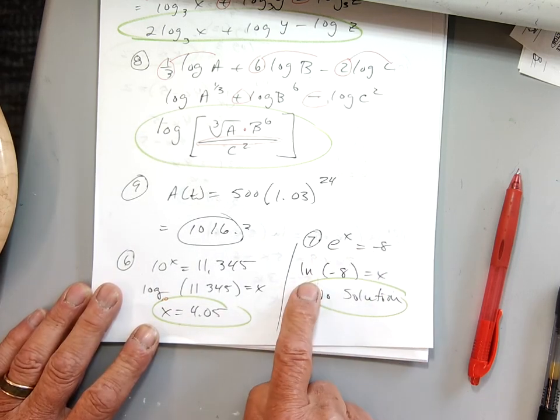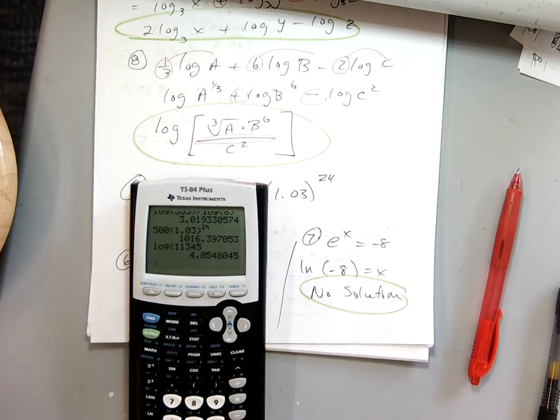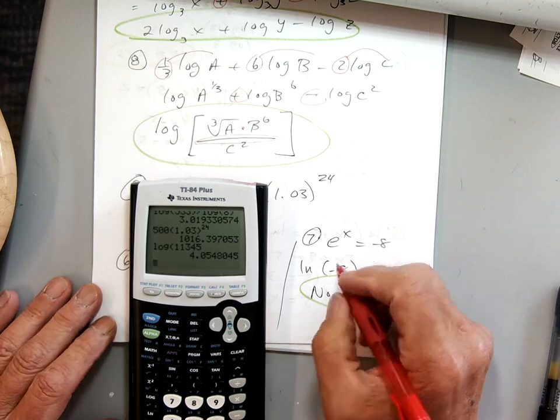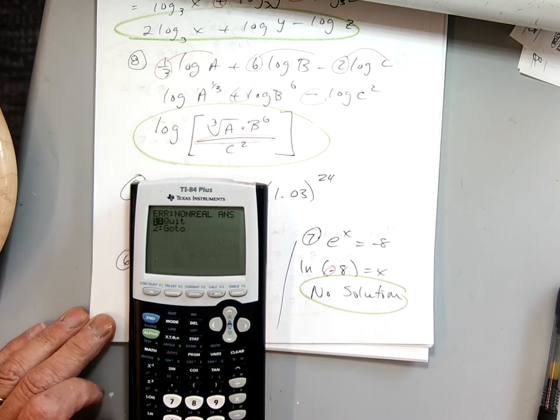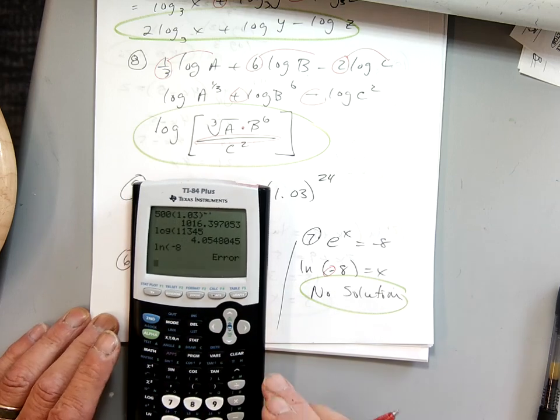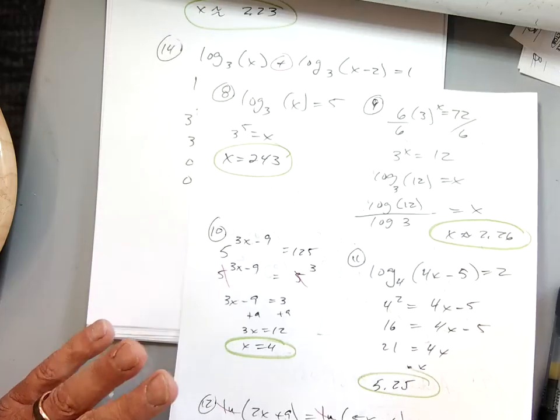e to the x is natural log, and I did the natural log of -8, but I can't take the log of a negative number. That's really bad. Can't do it. You can try it, but it won't work. -8, and you're going to get no solution. It's an error, so just ignore that, okay? Can't take the log of negative numbers, so it's no solution, okay?